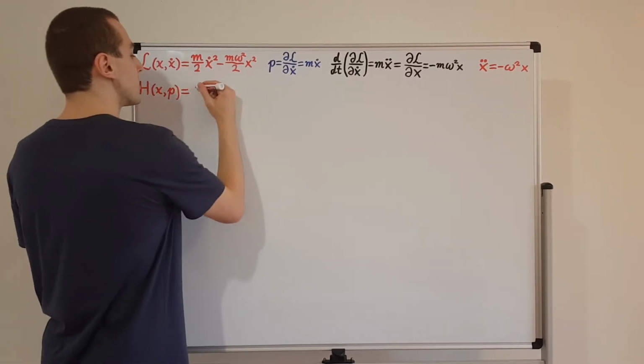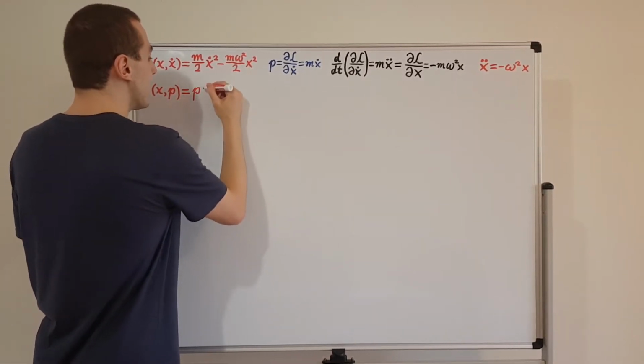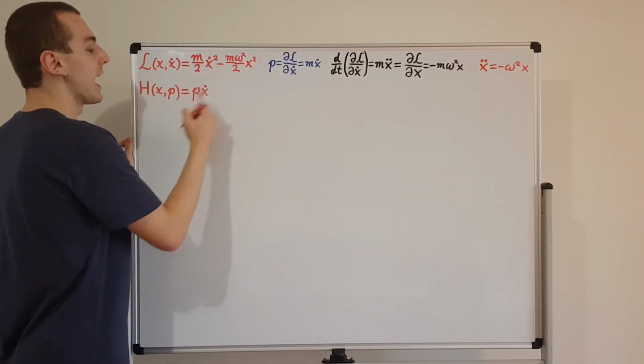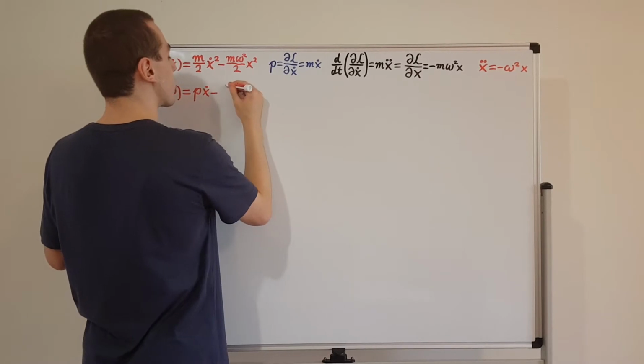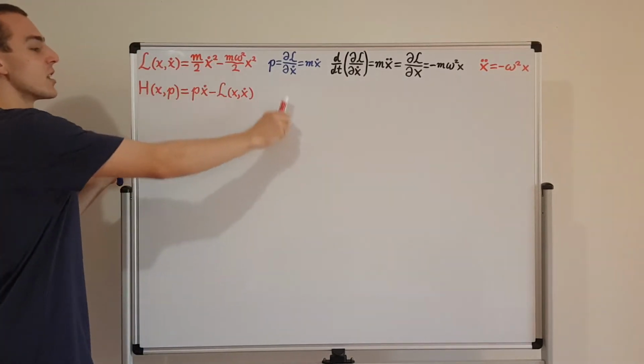So this Legendre transformation is only going to have one term, and we're going to have p times x dot. So p times x dot over here. And then we're going to subtract off the Lagrangian. And that Lagrangian depends on x and x dot. So this is the Legendre transformation.